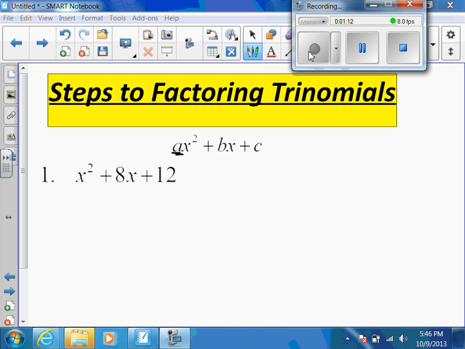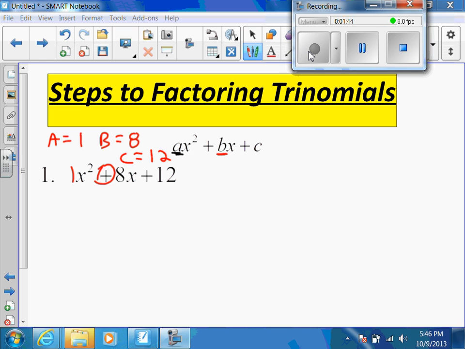A always occurs before the x squared. So what is the value of A here? Well, there's no number, so it's understood to be 1. So A equals 1. B, notice B occurs before the x term. That's positive 8. Remember to take the operation in front of the coefficient with it. And we have C as positive 12.